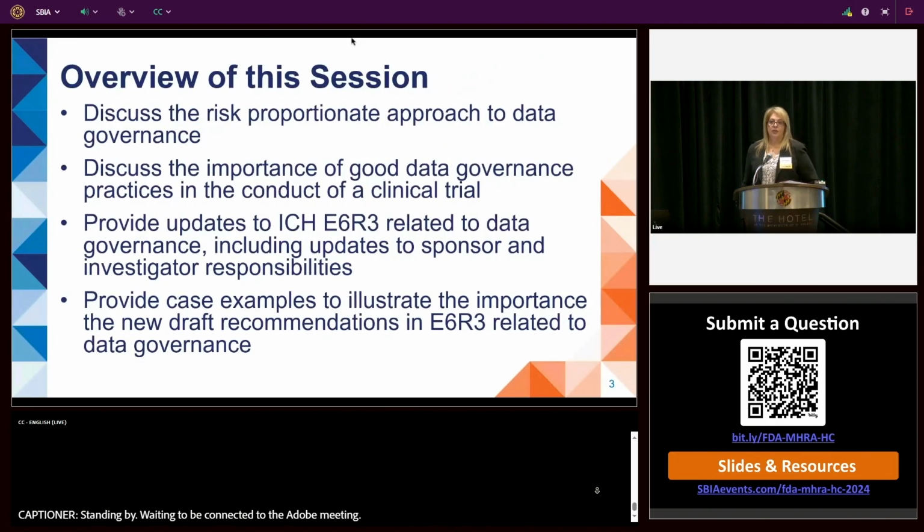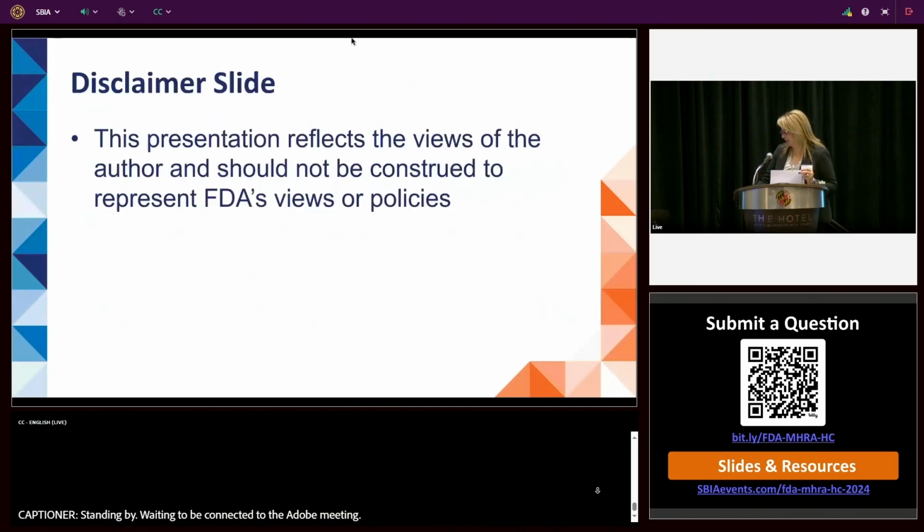Throughout this session, the presenters will discuss the risk proportionate approach to data governance. We will talk about the importance of good data governance practices. We'll provide you with some updates to the E6R3 guideline related to data governance, including the investigator and sponsor responsibilities. And we will conclude with providing you with some deficiency examples and case studies to highlight the importance of these recommendations related to data governance. Now I hand it over to Cheryl to cover her presentation.